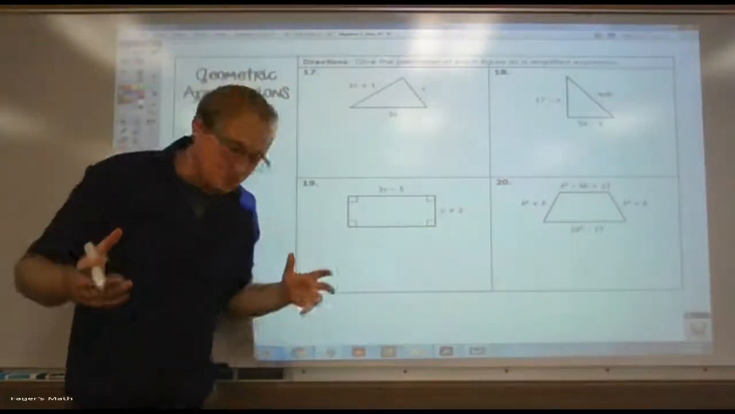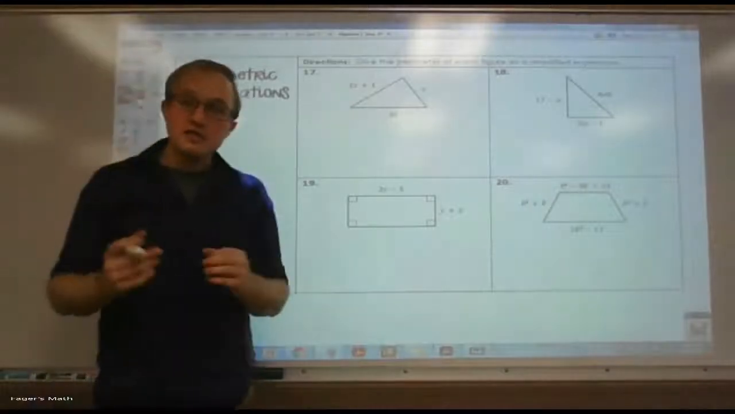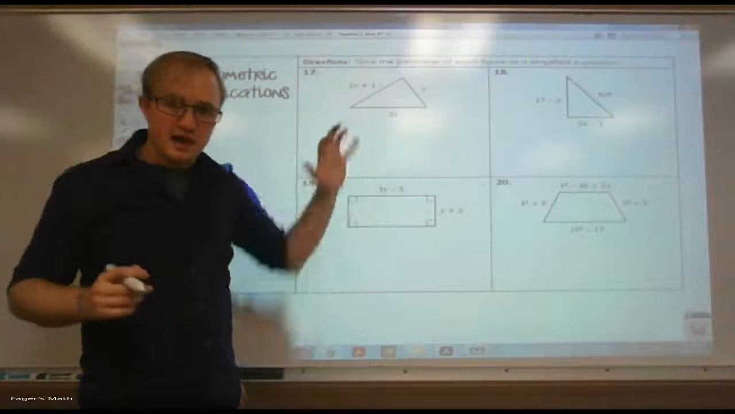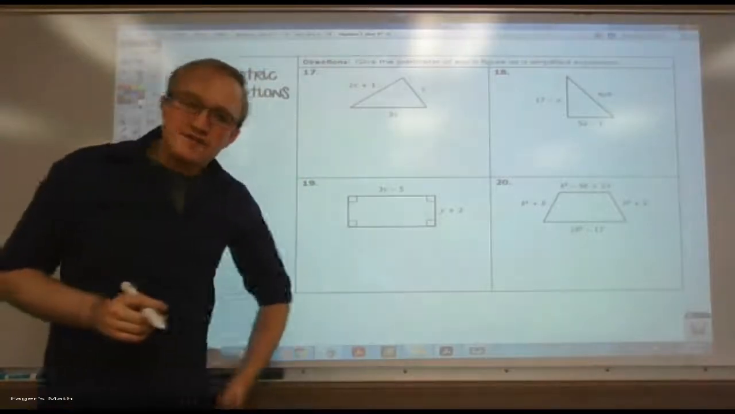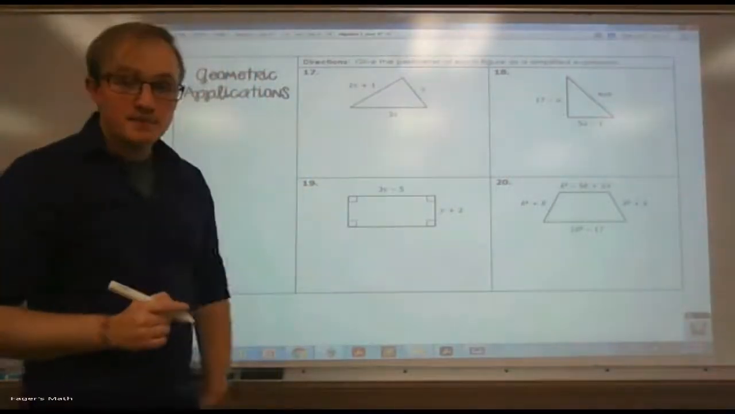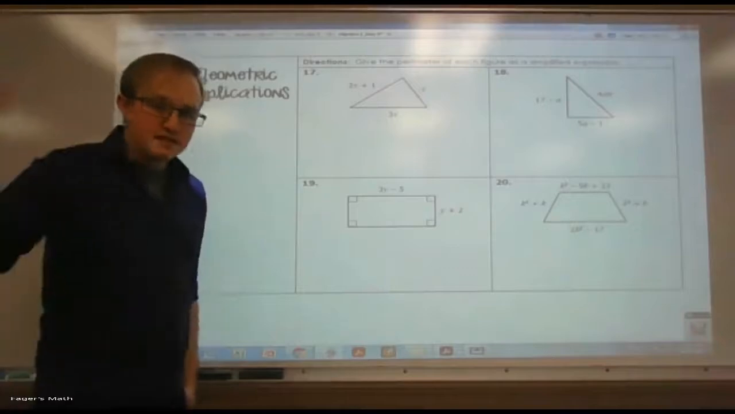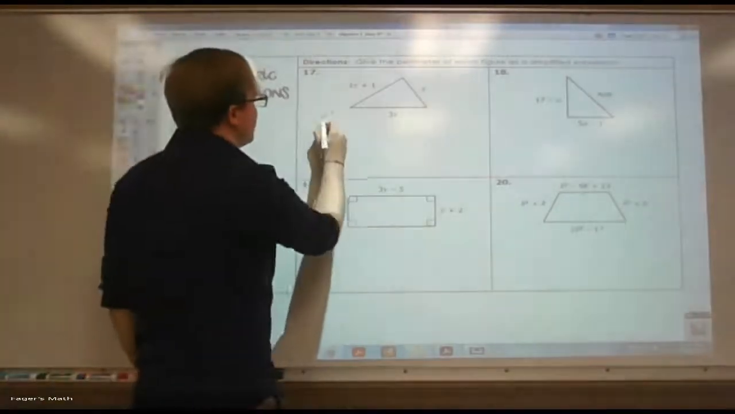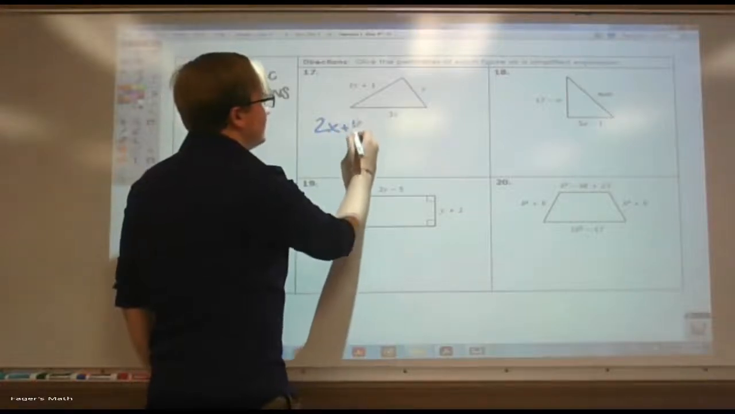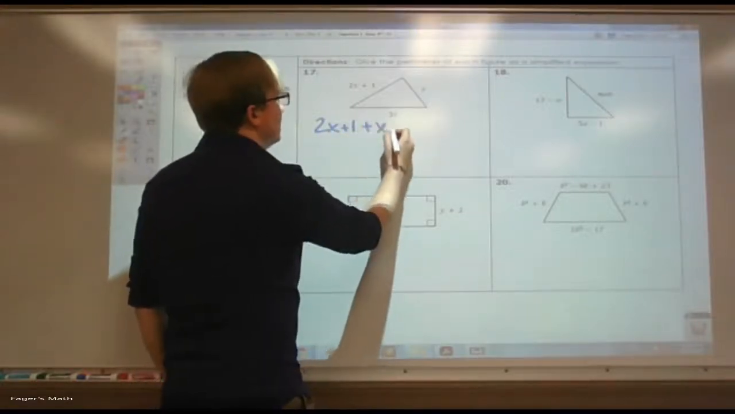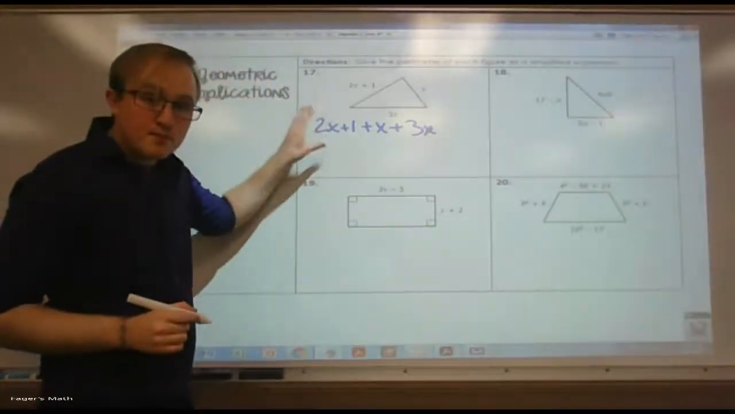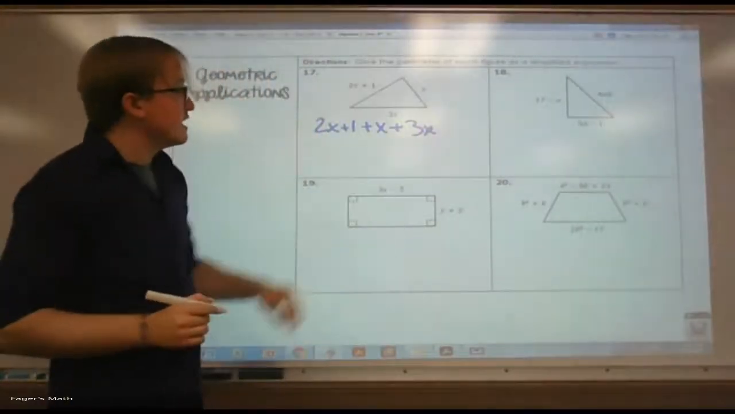This is nice, right? Because perimeter is so easy, isn't it? It's just all the sides around a shape added up. So all we have to do is take the sides and add them together. And if you want to skip the step of writing all of them down, you can do that. I'm going to do it for this first one here. So 2x plus 1 plus x plus 3x. This is the expression for the perimeter. It's all the sides added up.